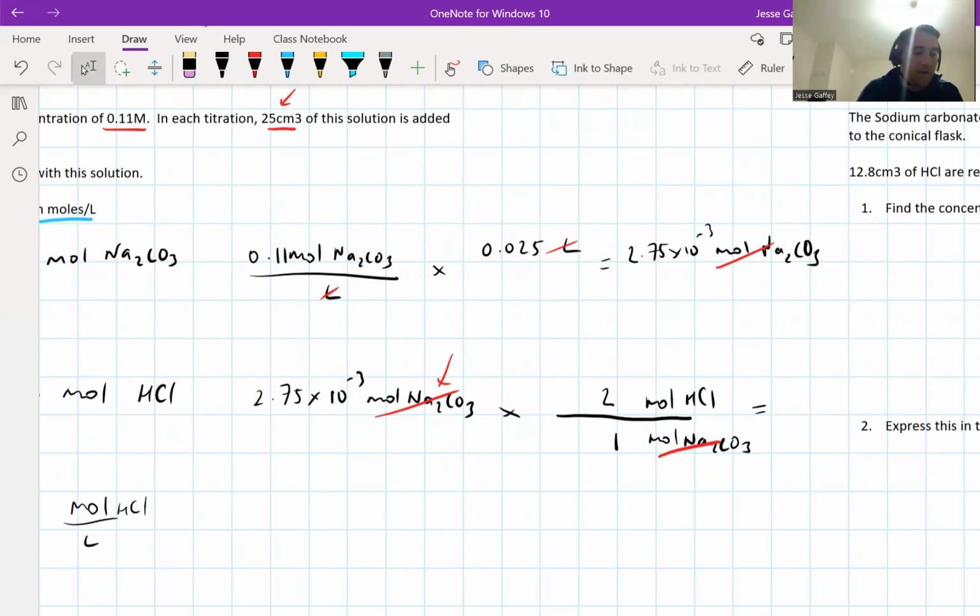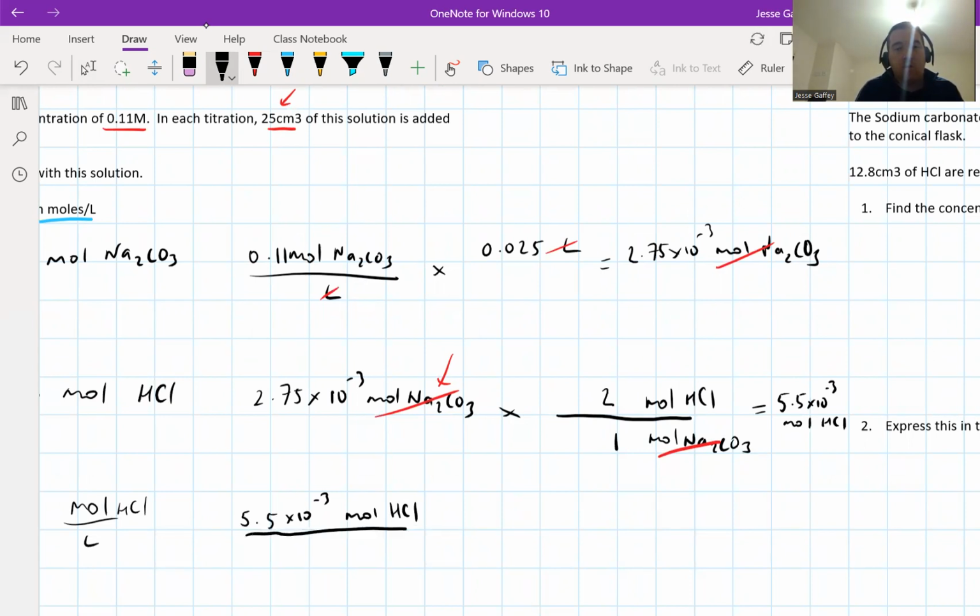Okay, the answer I'm getting here is 5.5 by 10 to the minus 3, and this is moles of HCl. The last step that we planned out, we know the moles of HCl. Now we need to find the molarity, moles per liter. So writing out what we know, 5.5 by 10 to the minus 3 moles of HCl, and we want to convert this to units of moles over liters.